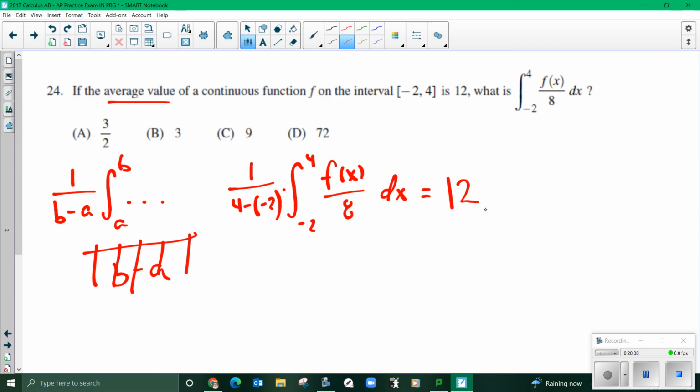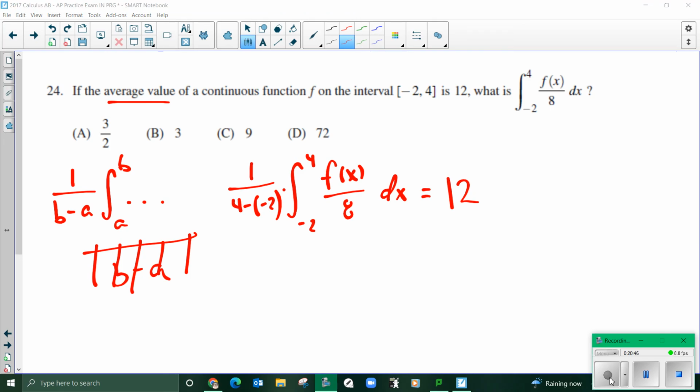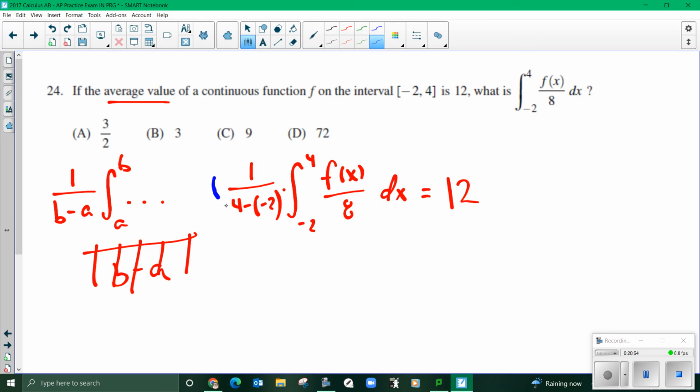Okay, good. We're good. Excuse me there. Just took a drink of coffee. Now, let's clean this up. All right? On the outside here, if I just do this fraction, I'm going to get 1/6. And then also what I'm going to do from -2 to 4, I'm going to call this 1/8, times f of x dx is 12.